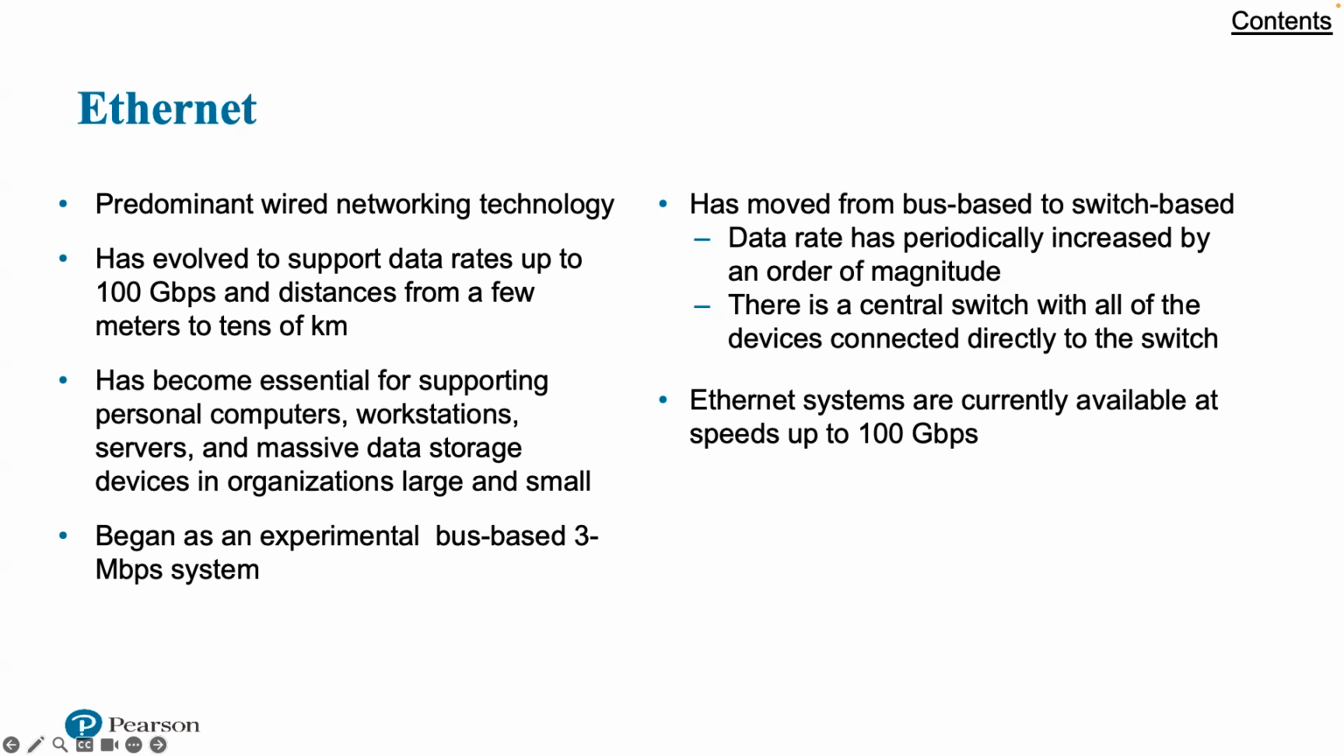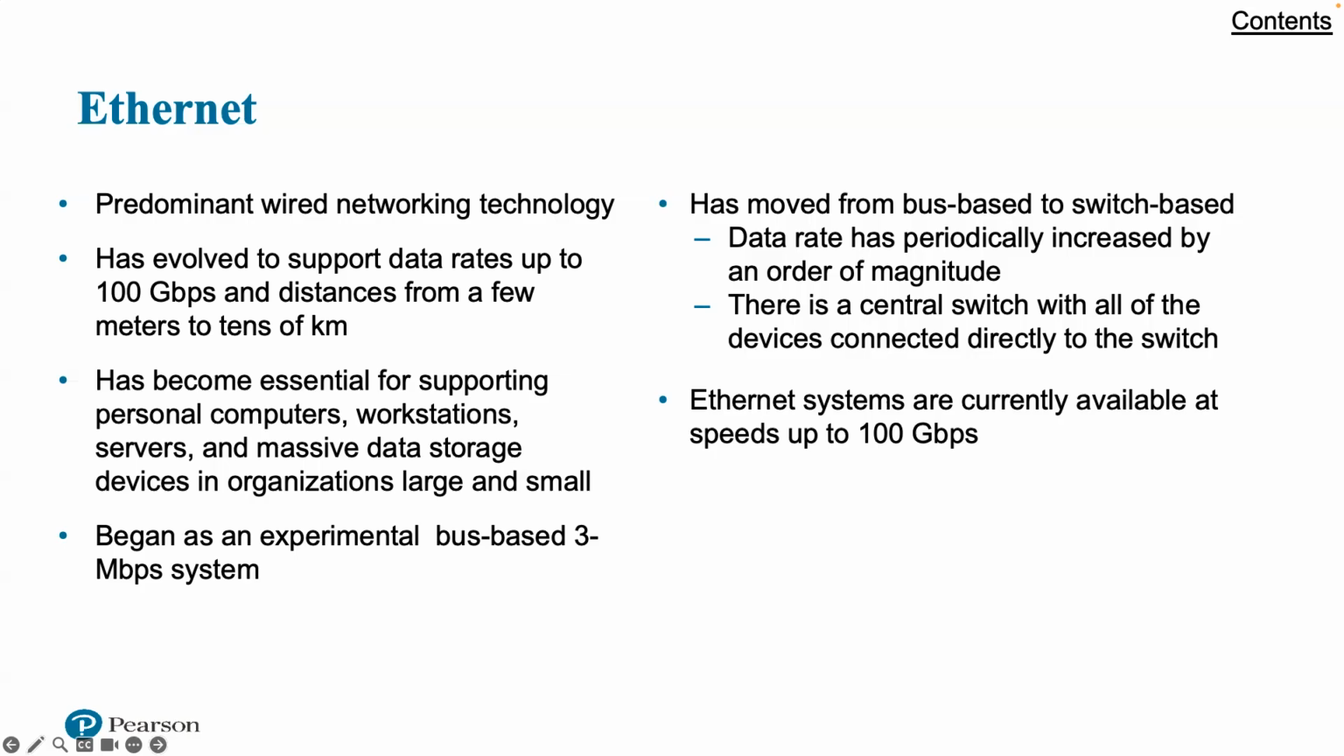As technology has advanced, Ethernet has moved from bus-based to switch-based, and the data rates have periodically increased by an order of magnitude. With a switch-based system, there is a central switch with all the devices connecting directly to the switch. Currently, Ethernet systems are available at speeds up to 100 gigabits per second.